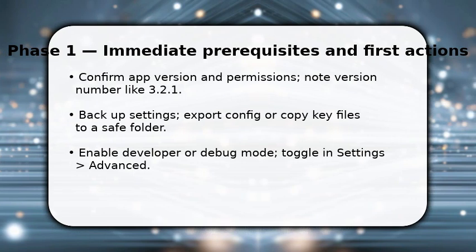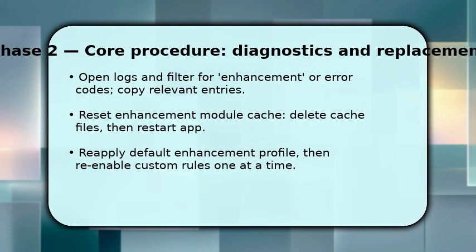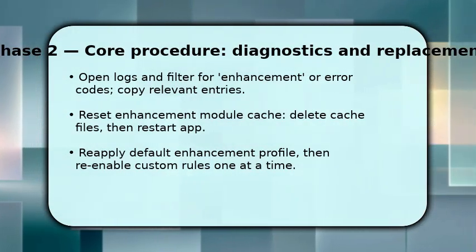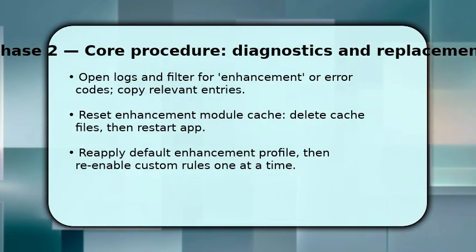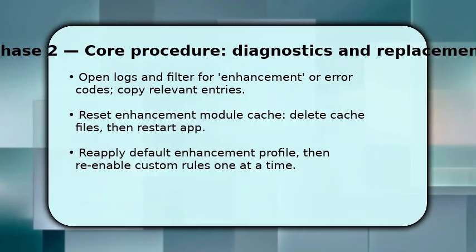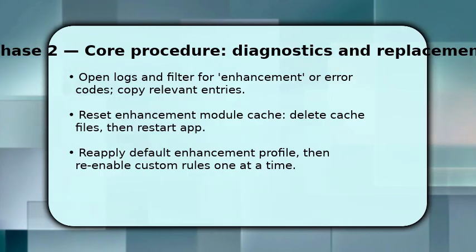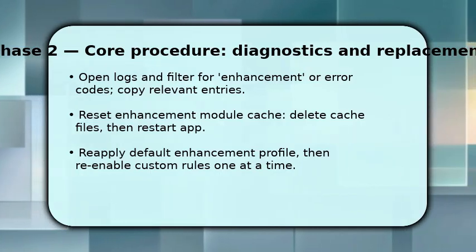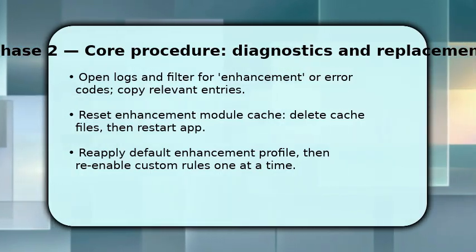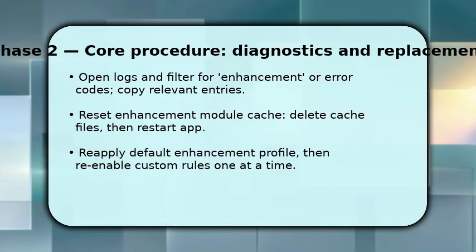You now diagnose the Enhancement tab by reading the logs and filtering for the word enhancement or the specific error codes you noted. Once you identify a repeating failure, clear the Enhancement module cache and restart the app to remove stale state. Then reapply the default enhancement profile to restore baseline behavior and re-enable custom rules one at a time.